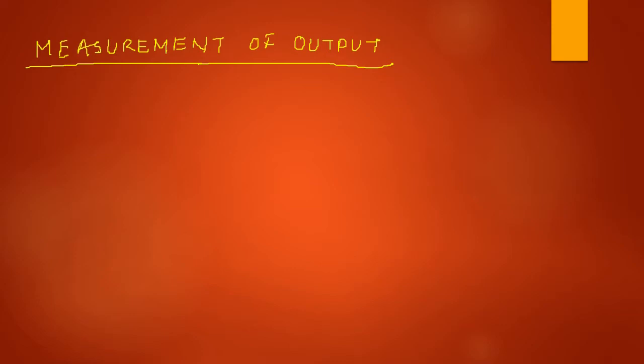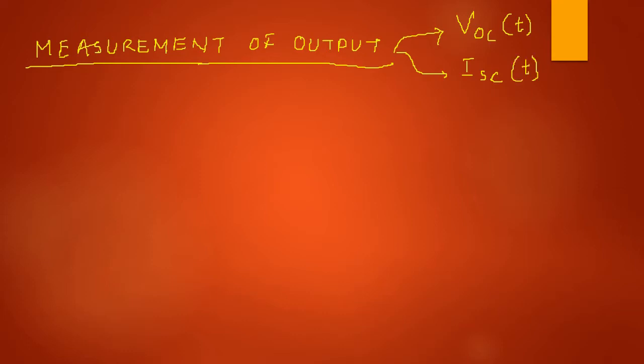As I mentioned earlier, the most common way of evaluating the output is to calculate either the open circuit voltage or the short circuit current, and also power, and both as a function of time. Okay, you calculate both as a function of time.